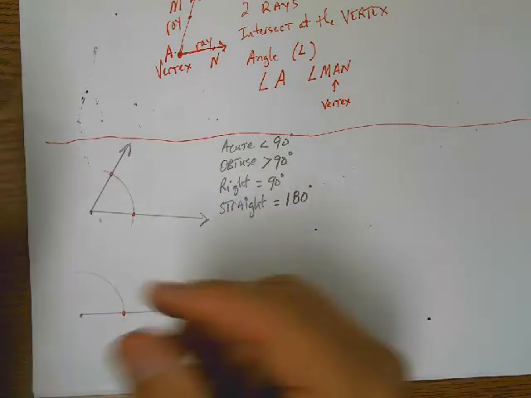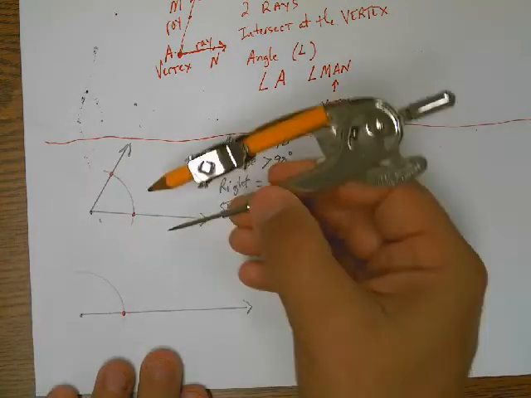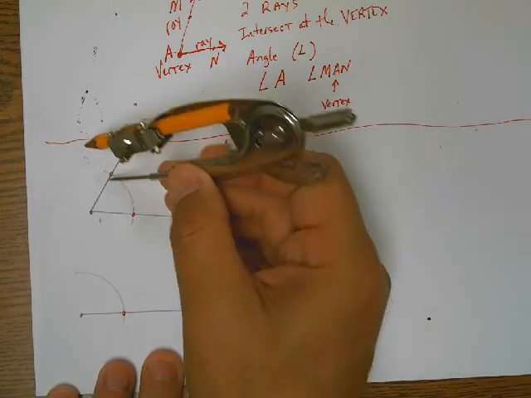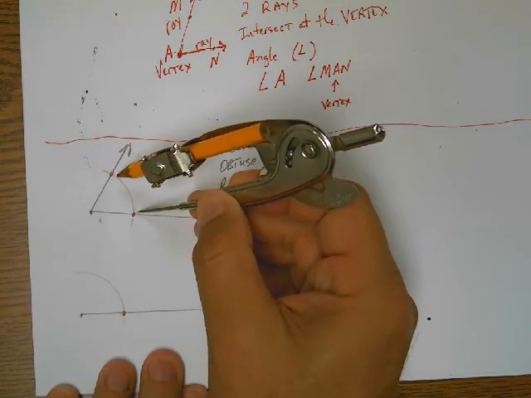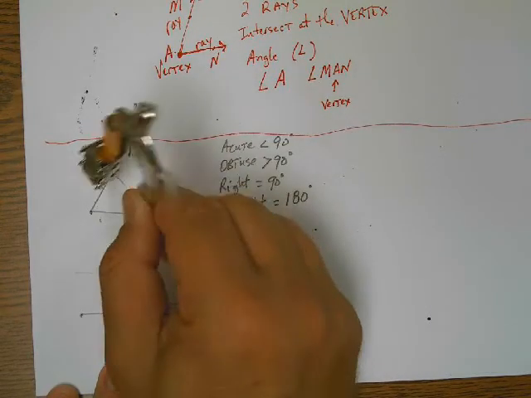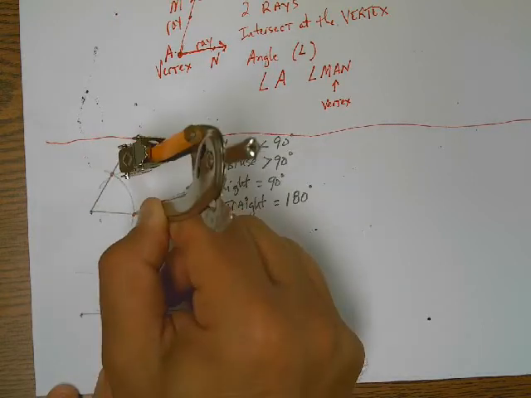Okay, so I use my compass to find the distance between these 2 points. So I'm going to put my sharp point on this point of intersection. Oh, too short.